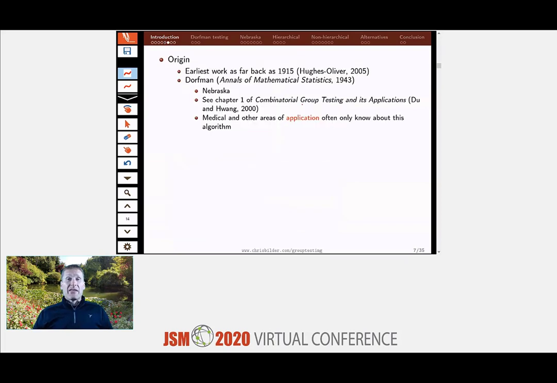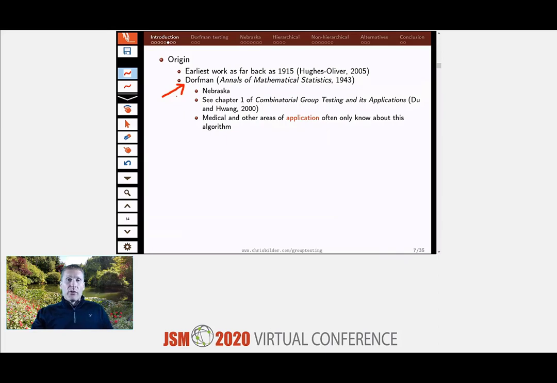The idea of group testing is not new. I've seen references all the way back to 1915 for the origins of group testing. But most people point to a paper by Robert Dorfman that appeared in the Annals of Mathematical Statistics way back in 1943 as the origin.